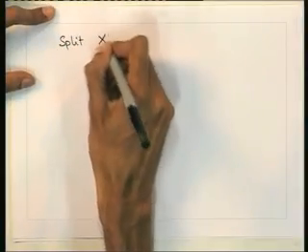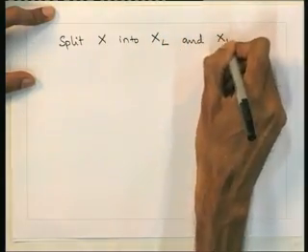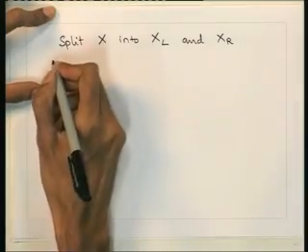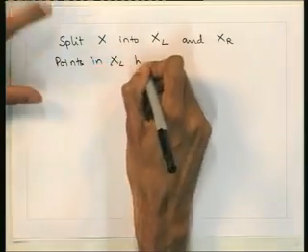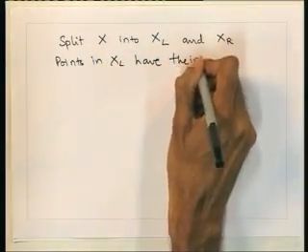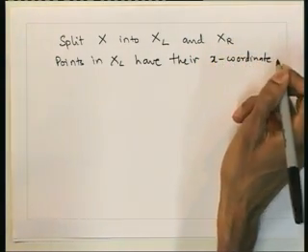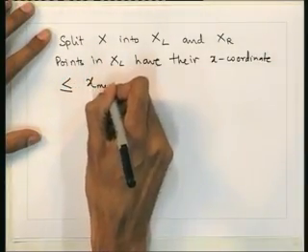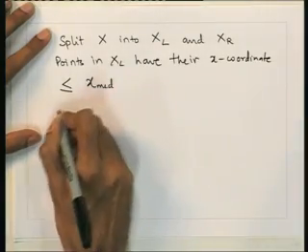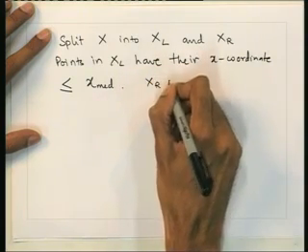Okay. So, split X into XL for X left and XR. Points in XL have their x coordinate less than or equal to x median, the median value, and the others are in XR. XR contains the other points.